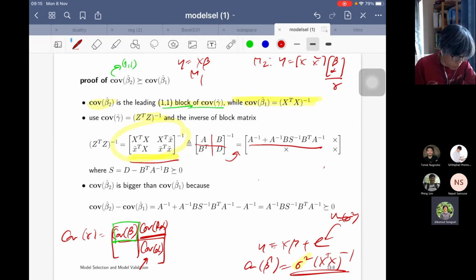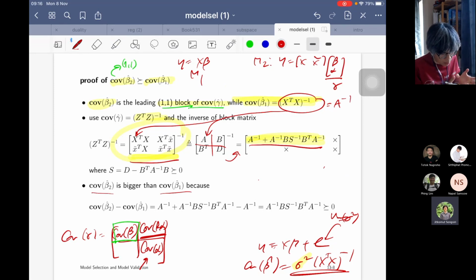Now what do we want to show? That covariance of beta hat 2 is bigger than covariance of beta hat 1. Covariance of beta hat 2 is the 1 block, right? Covariance of beta hat 1 is X transpose X inverse, and that is our A inverse. When you want to compare whether one matrix is bigger than another, you just compute the difference and examine if it's positive semi-definite, right?